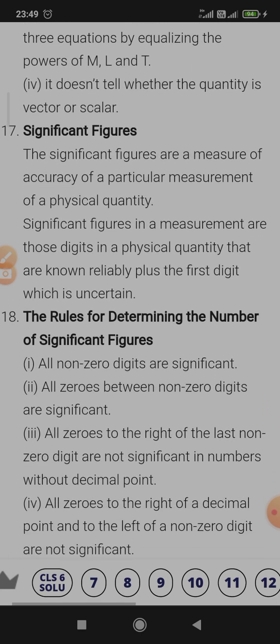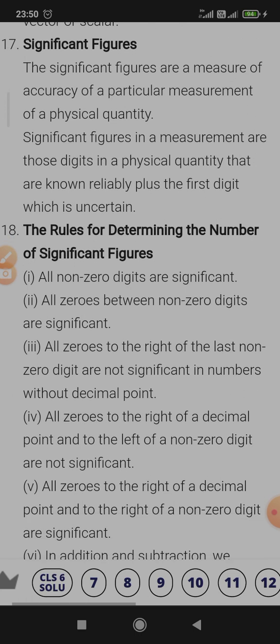Significant figures are a measure of accuracy of a particular measurement of a physical quantity. Significant figures in a measurement are those digits in a physical quantity that are known reliably plus the first digit which is uncertain.